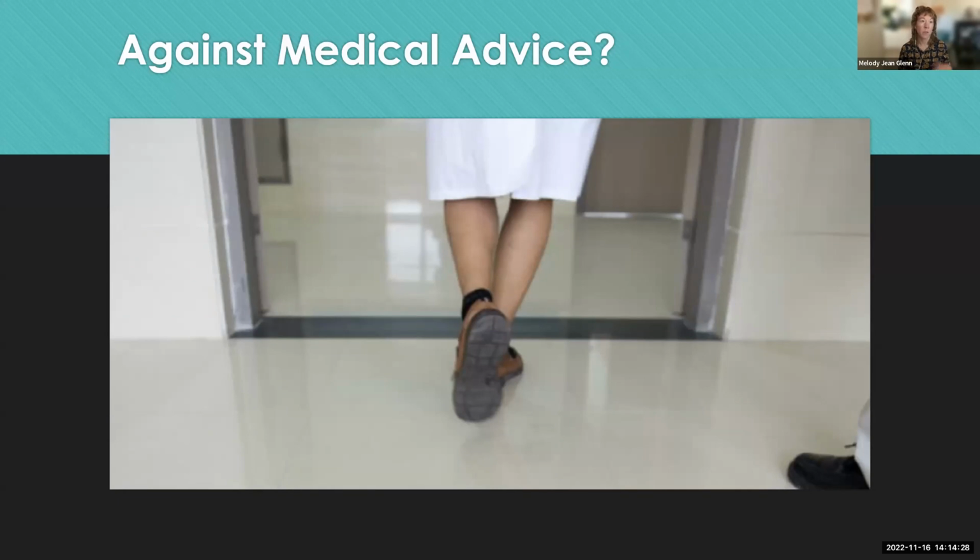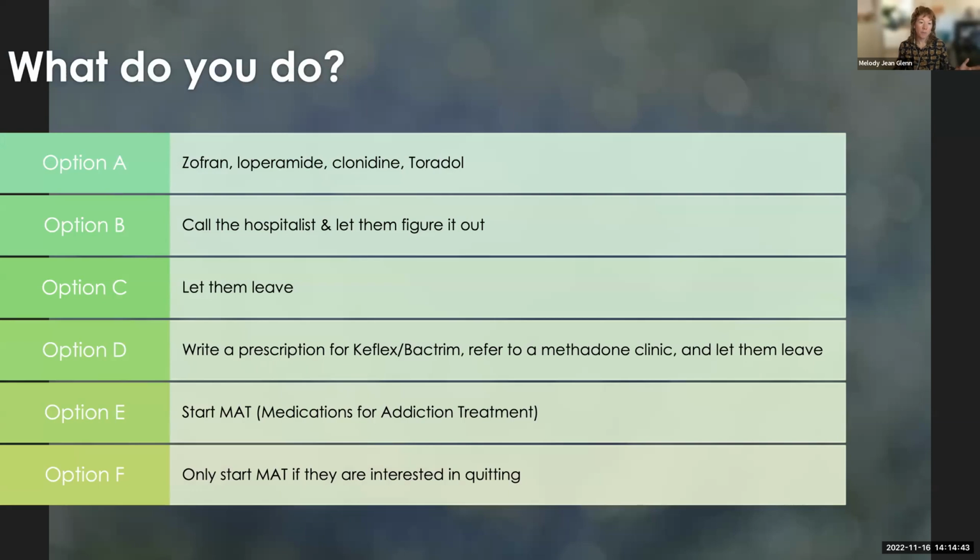You've got someone who uses fentanyl, you're treating them for something else they've come in for, and then they leave way too early, before any of their treatment is completed. This is very common in people who use drugs, especially when their substance use is not treated. So what do you do? I have seen all of these options play out.